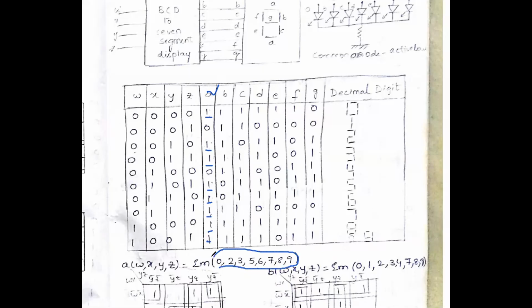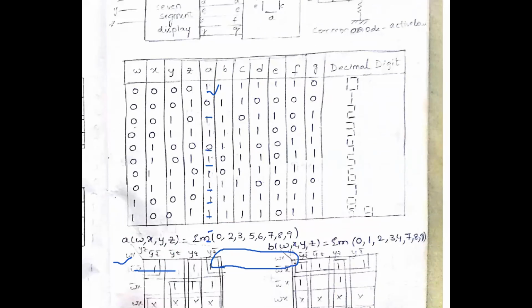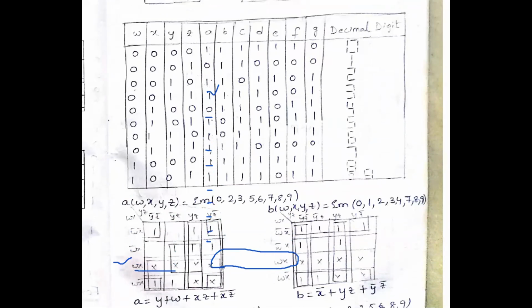You have to write the output for A. How do you write the output for A? A is a function of the inputs W, X, Y, Z. These are the min terms. Therefore, sigma of m 0, 2, 3, 5, 6, 7, 8, 9. Identify the min terms where the output is 1, then realize the output equation. Then we have to write the output equation for these min terms using K-map.